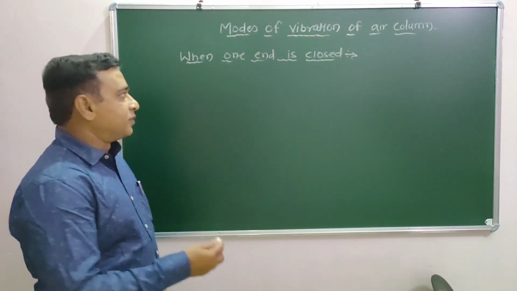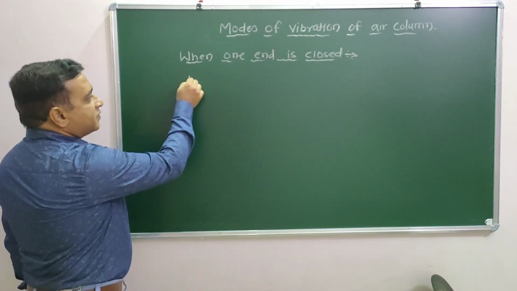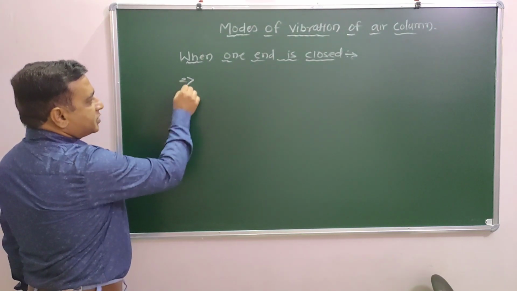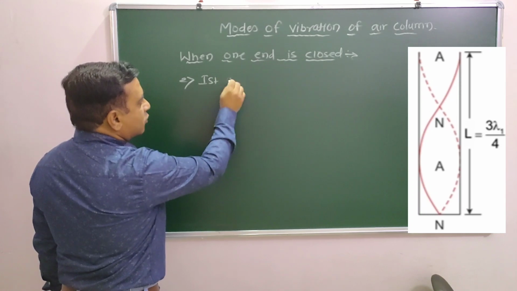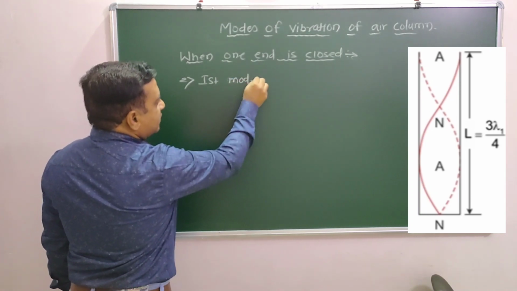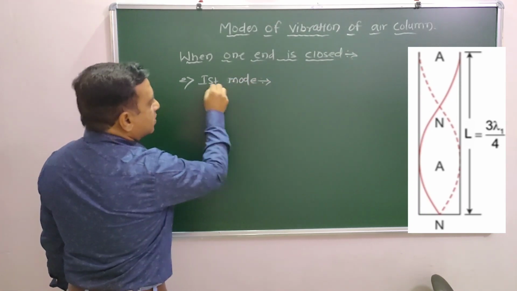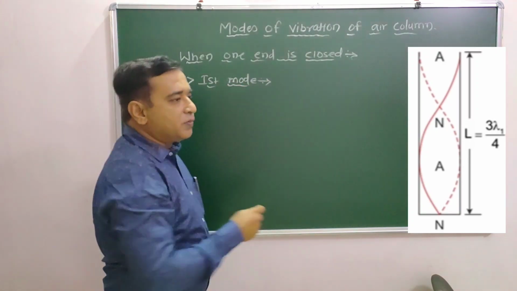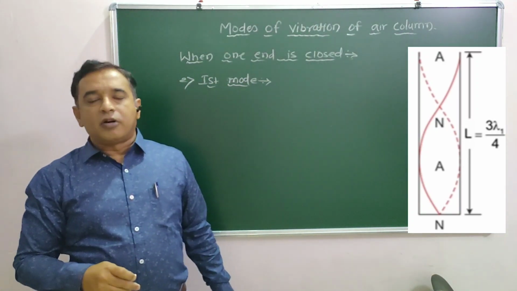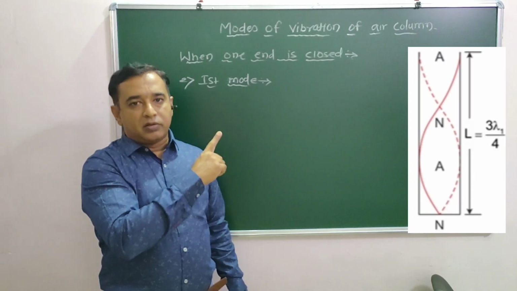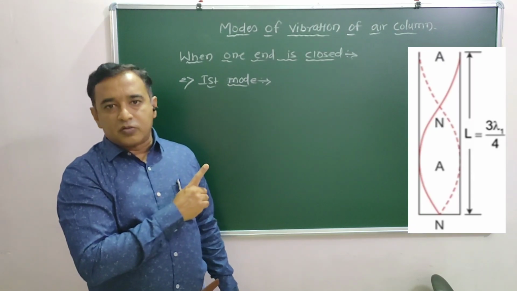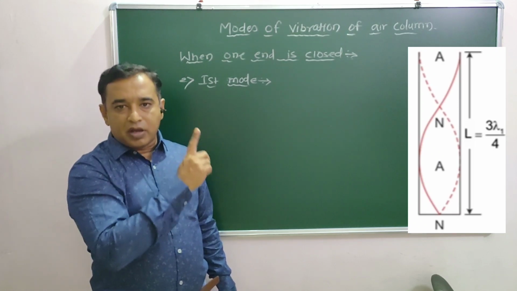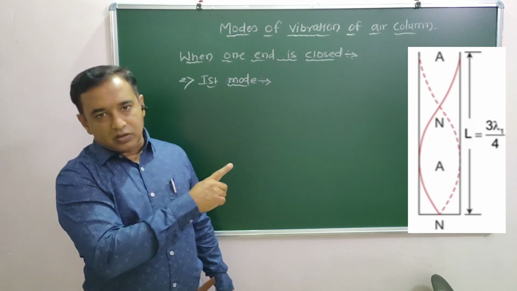Now in case of the first mode, the second point, that is the first mode of vibration. In this first mode of vibration, I need to consider once again the tube in which nodes and antinodes are formed. At the top, we have the open end, which has an antinode. Then we have a node, then an antinode. Again, we have the node at the closed end.